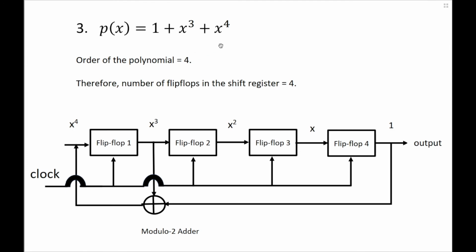To find the feedback path, I have to rewrite this equation for x power 4 because that is our input. So x power 4 can be written as 1 plus x power 3, and therefore the elements 1 and x cube in the diagram will form the feedback. So I go to 1, which is the output, then I have x cube which is here. These elements are to be added using a modulo 2 adder to create the feedback path.